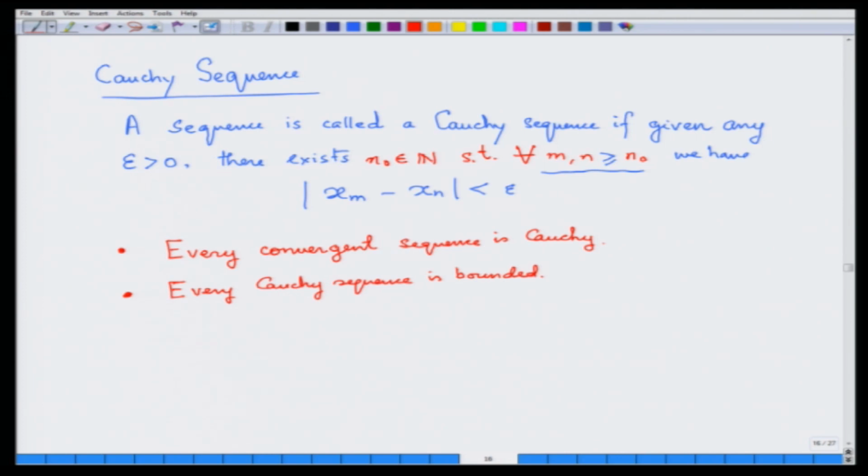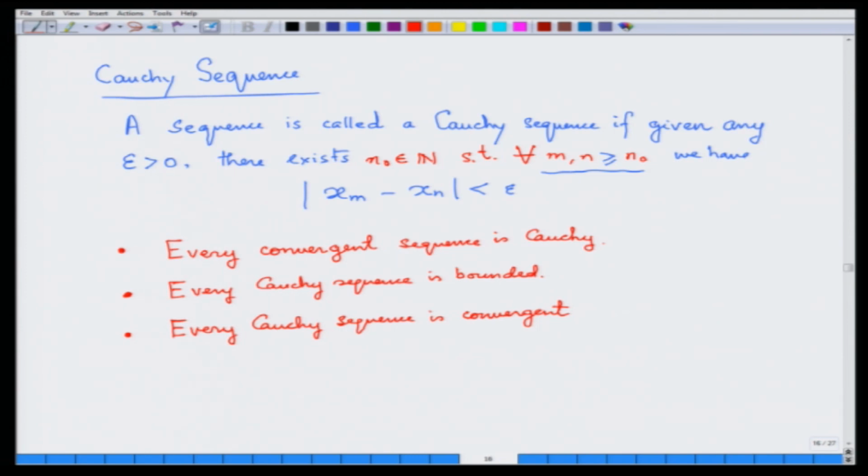Three, very important result, extremely important: every Cauchy sequence is convergent. So, a real sequence is convergent if and only if it is Cauchy. Every Cauchy sequence is convergent. This is a very important result of mathematical analysis.